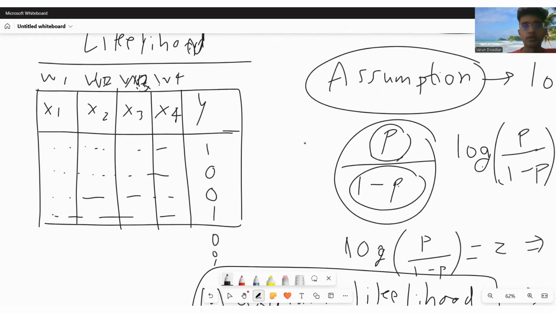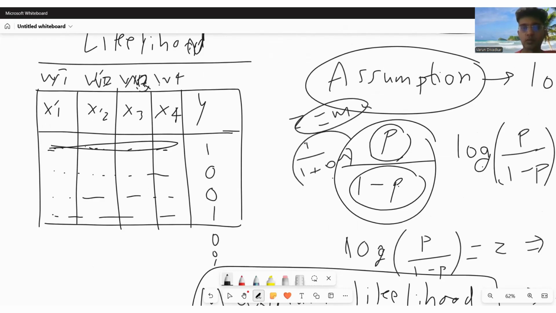So now what the model is going to do, while training, is compute this weighted product, W1 into X1 plus W2 into X2, whatever the value of X1, X2, X3, X4 is at this row. Whatever value comes out is the Z value, and it's going to transform this using the sigmoid, 1 by 1 plus e raised to minus Z, and whatever probability P it gets is a probabilistic value between 0 and 1.